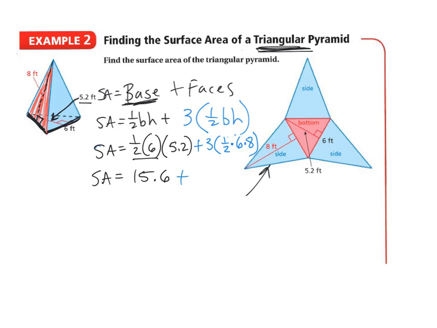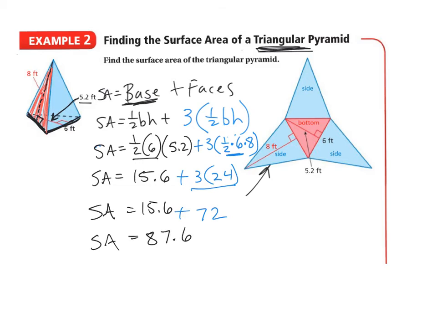So first we're going to do what's inside the parentheses. So 1/2 of 6 is 3. 3 times 8 is 24. So we have 3 times 24, right? Okay, so 3 times 24 is equal to 72. So we know that this right here is 72. And now let's finish this up. And we have our surface area is equal to 15.6 plus 72. Calculator, surface area is equal to 87.6 feet squared. Remember, surface areas are always squared.